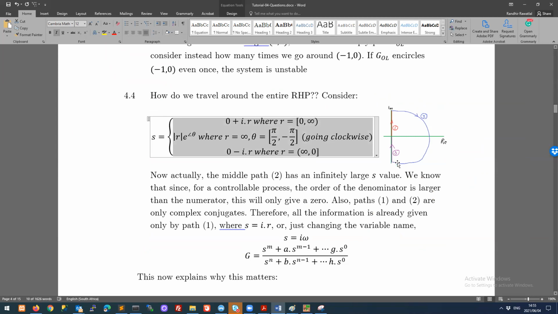The other side of it is that we have a kind of symmetry here. So you are going S equals i omega here, and you're going S equals minus i omega here. So these two paths are complementary. You are going to get the same information on paths 1 and 3. That means you might as well just look at path 1. Only path 1 is going to give you new information about G.